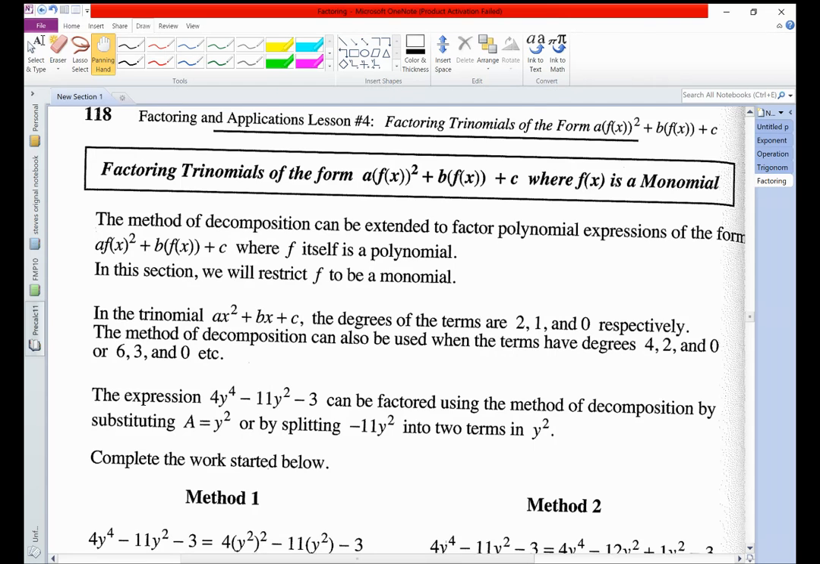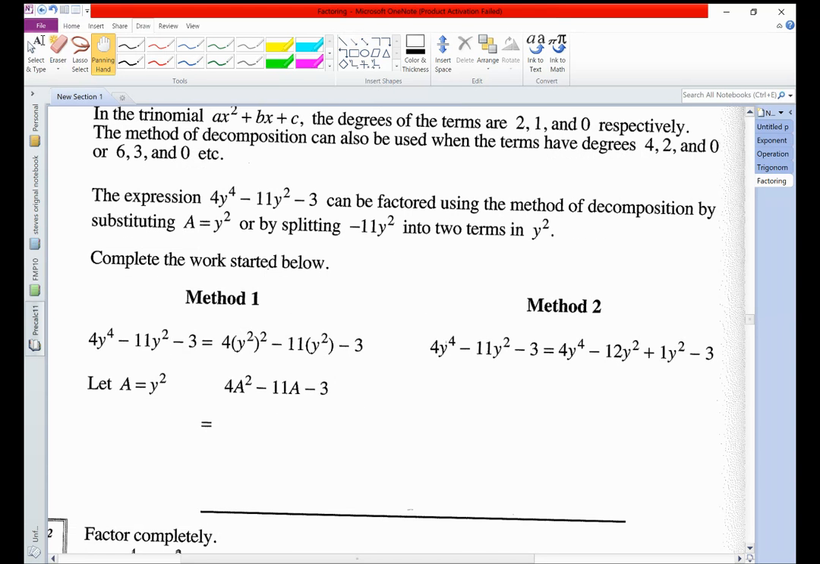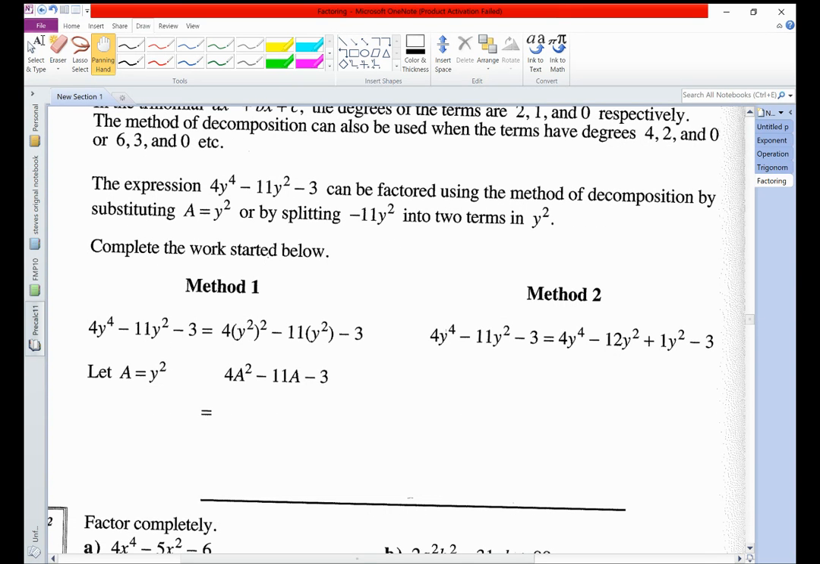So now we're going to look at a couple of different methods that you can use to solve this. So method 1 shows us, we have this problem here, 4y squared minus 11y minus 3. We're going to use that same one in both. And you can see that we have a coefficient in front of our leading term. So that means we're going to have to use decomposition. So you can use decomposition two different ways.